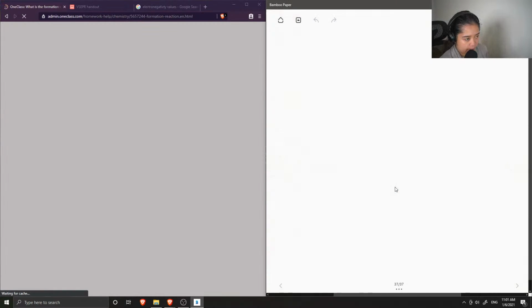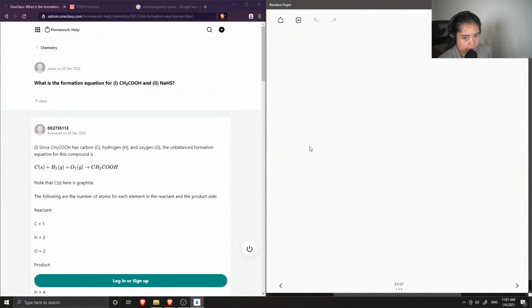Okay, so I think we have time for one more quick question. What is the formation equation for, this is acetic acid. Let's do that first. So when we have a formation equation, this is just when we have our elements coming together to form the final product.